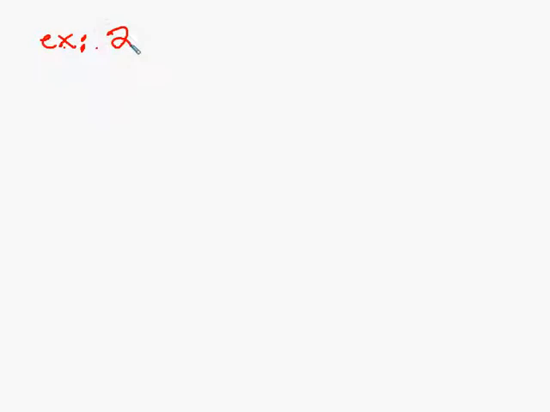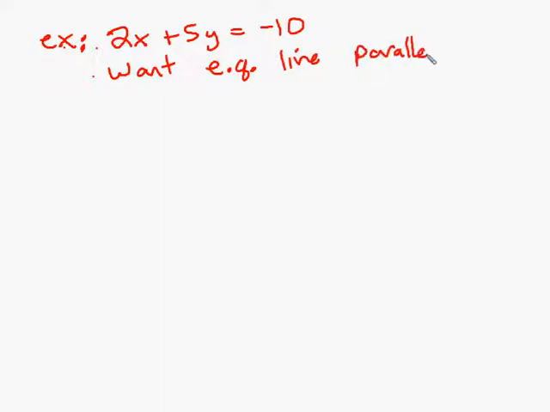Okay, anyways, here's our question. We have 2x plus 5y equals negative 10. And I want the equation of the line. I'll get your question in a minute. We want the equation of the line parallel to that line and through (1, negative 3). Okay? So write down that question, and as you're writing it down, let me explain.